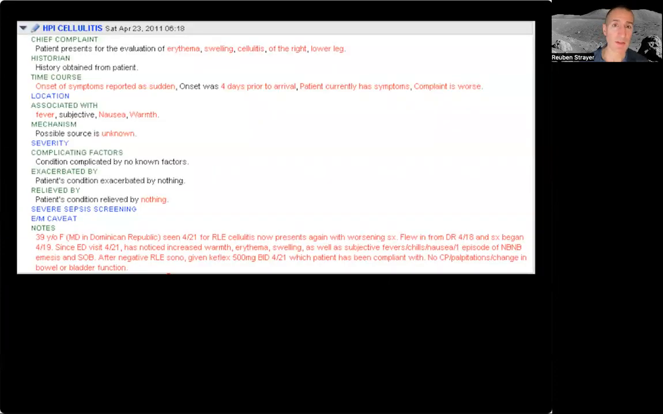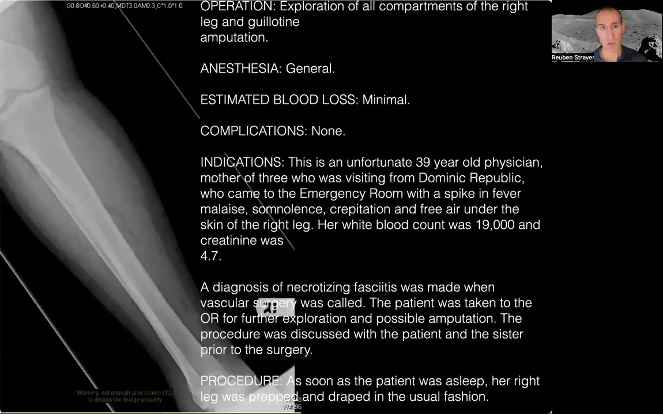Here's another miserable case. This note is from the second visit. A young woman came to the emergency department with leg pain after a long plane flight. She had a negative DVT study, was treated as cellulitis with Keflex. She came back 2 days later. Her leg was much worse. She had gas on the x-ray. The diagnosis was necrotizing fasciitis.